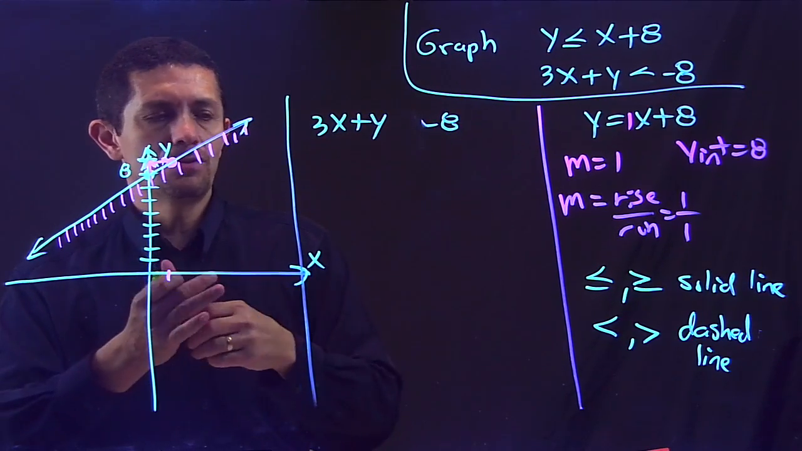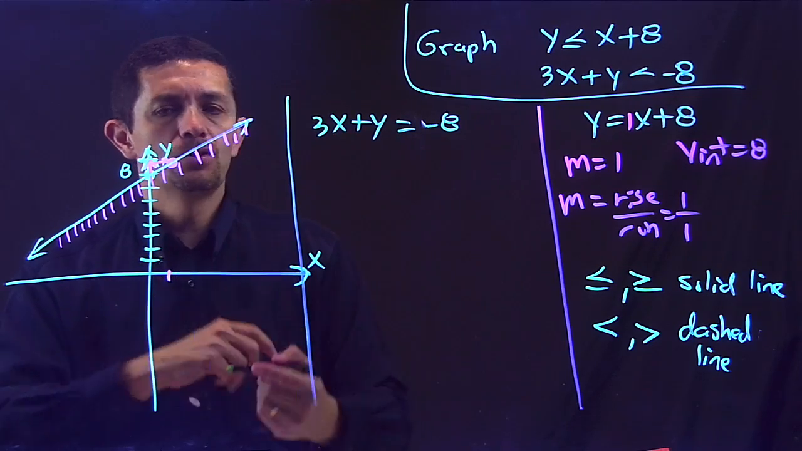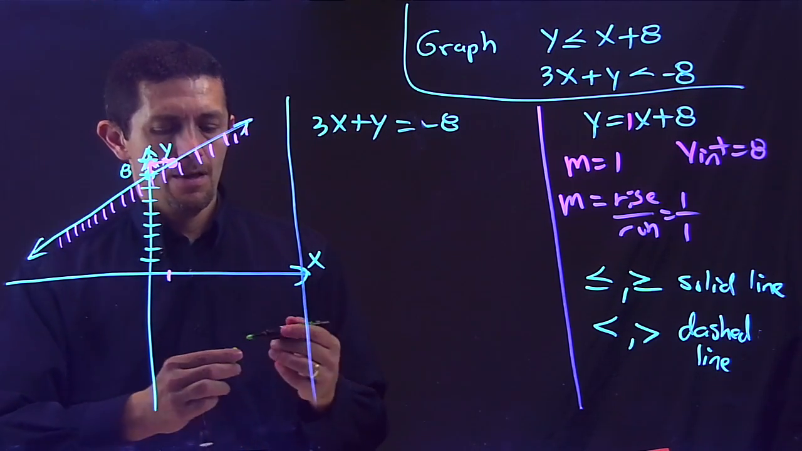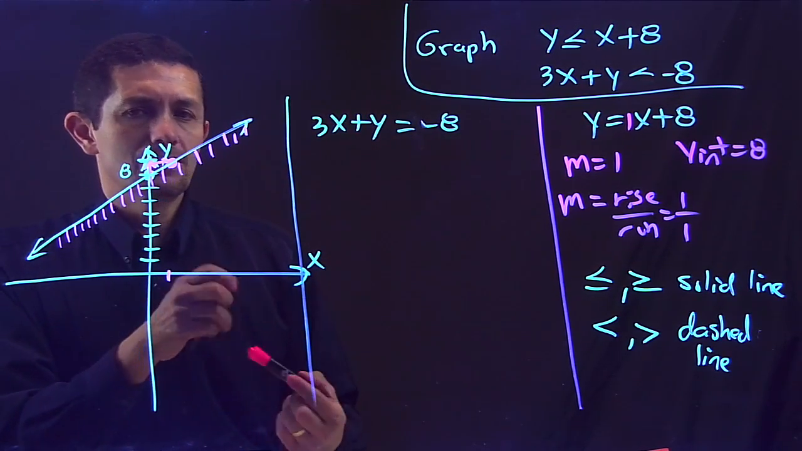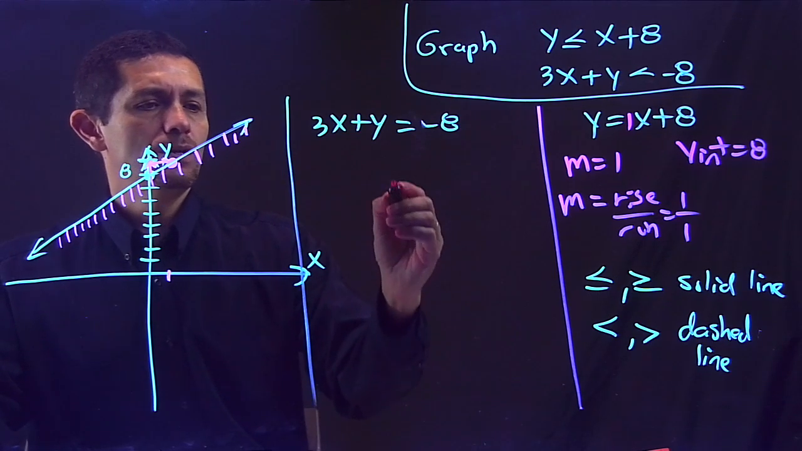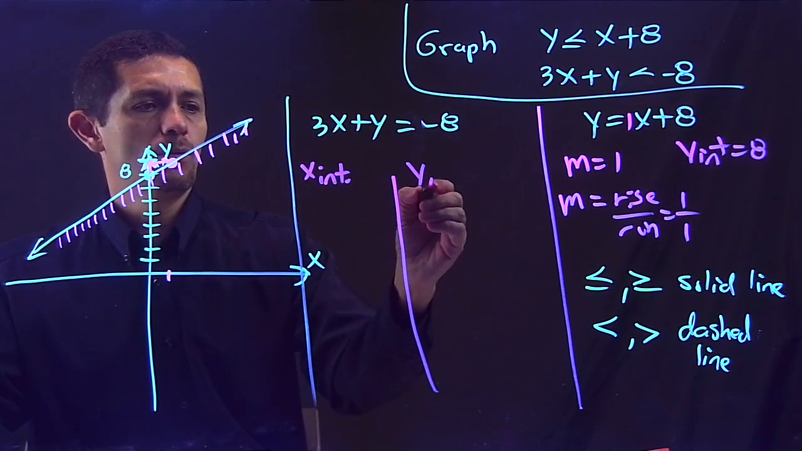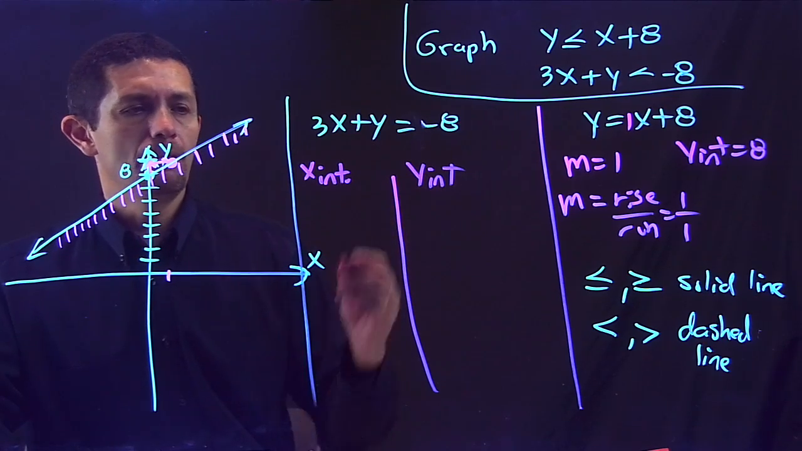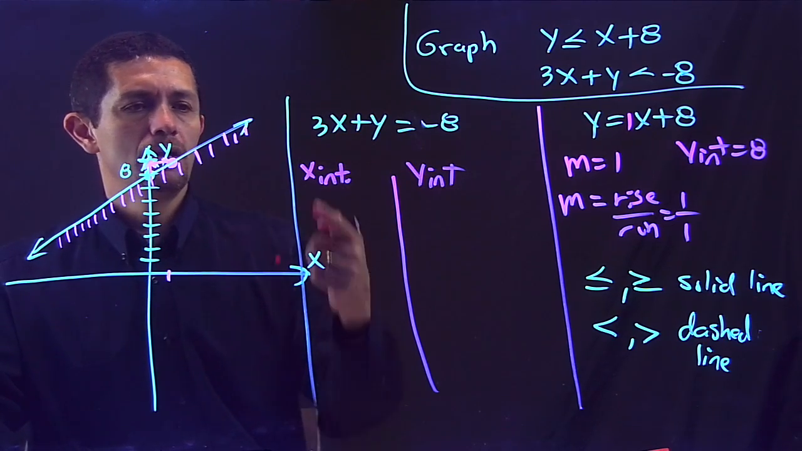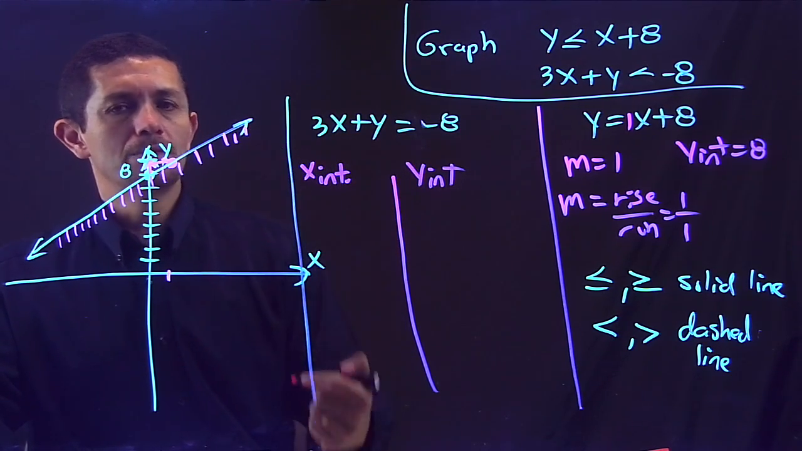Okay, so let me turn that into an equal sign just to graph. Right now that equation is not in slope-intercept form, so what I'm going to do is find my x-intercept and my y-intercept. This equation is in standard form. The x and the y are on one side.